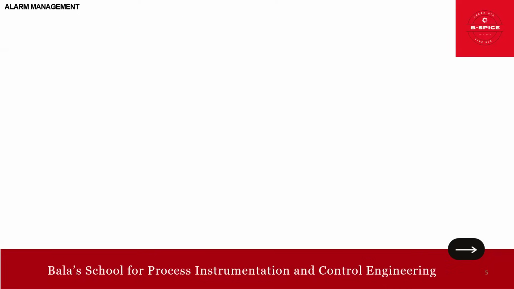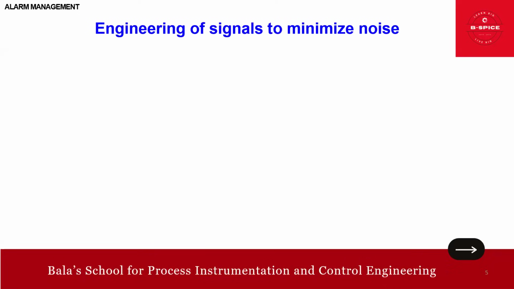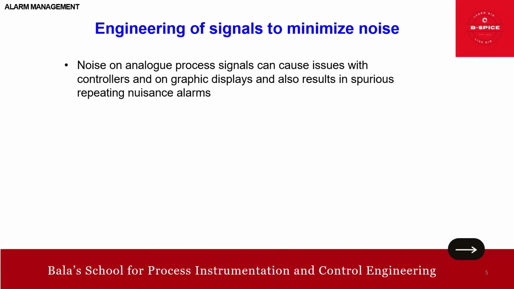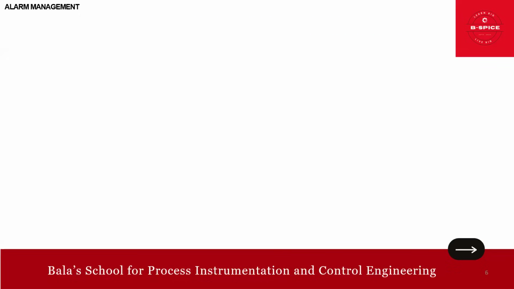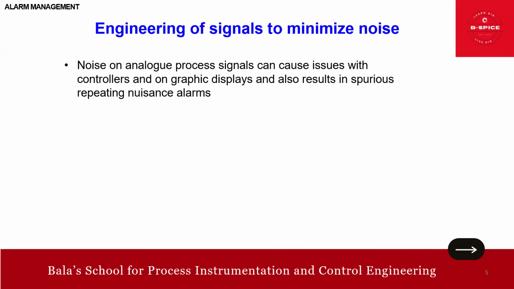Now we'll go into how we can get rid of this. One is the engineering of signals to minimize the noise. As you know, noise on an analog process signal can cause issues with controllers and on graphic displays, and also results in spurious repeating nuisance alarms. So to add on further, process measurement should therefore be designed to be as clean as possible. So that is the way out, right?